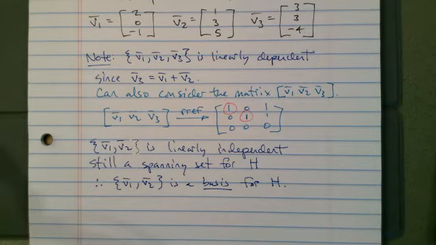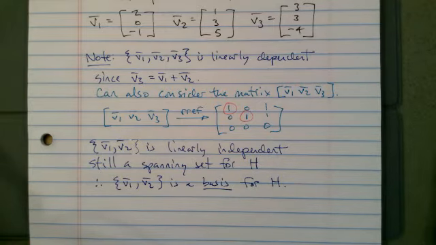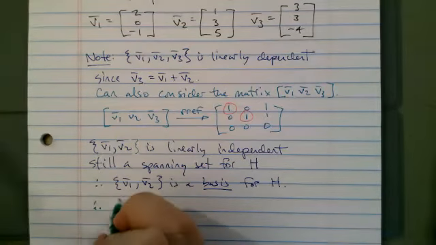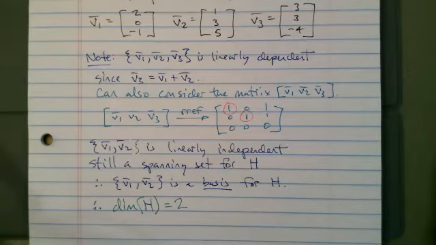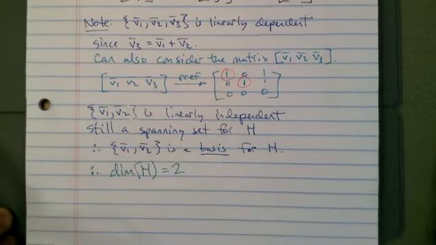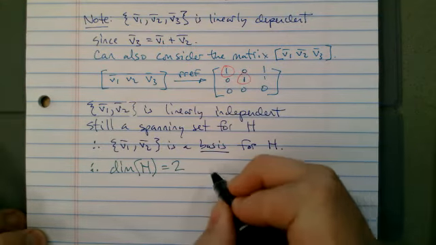V1, V2 is a basis for H. So we can say that the dimension of H is 2, because there are two vectors in a basis. Now, this does not mean that H is equal to R2. It can't be. The things in H have 3 entries. The things in R2 have 2 entries. So H is a 2-dimensional subspace of R3.